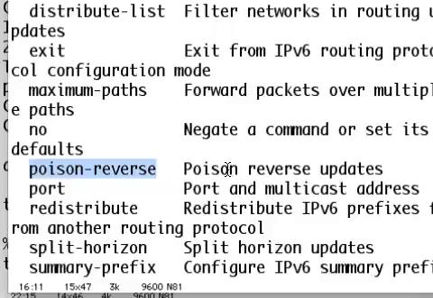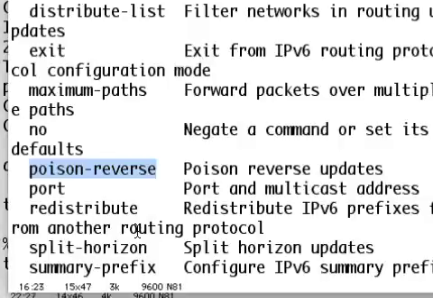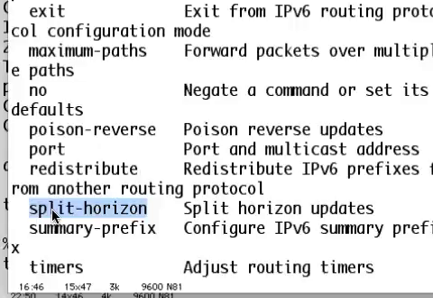Poison reverse should be enabled by default, which, remember, poison reverse in RIP, I receive a route from a, actually, I don't remember. I'll have to look that up. I get poison reverse and split horizon mixed up. I can set the port and multicast address that RIP next generation uses, if I want to change it for some reason. I can redistribute between protocols. I can reconfigure split horizon, although I usually want to set the defaults.